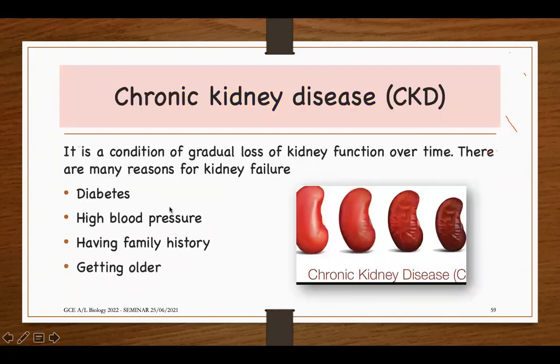Okay, so then the other one is chronic kidney disease. That is a gradual failing of the kidney. Kidney function gradually, with time, is going to be ruined. Especially diabetes and high blood pressure are the reasons, along with family history, and the fact that you're getting older itself can get you chronic kidney disease.